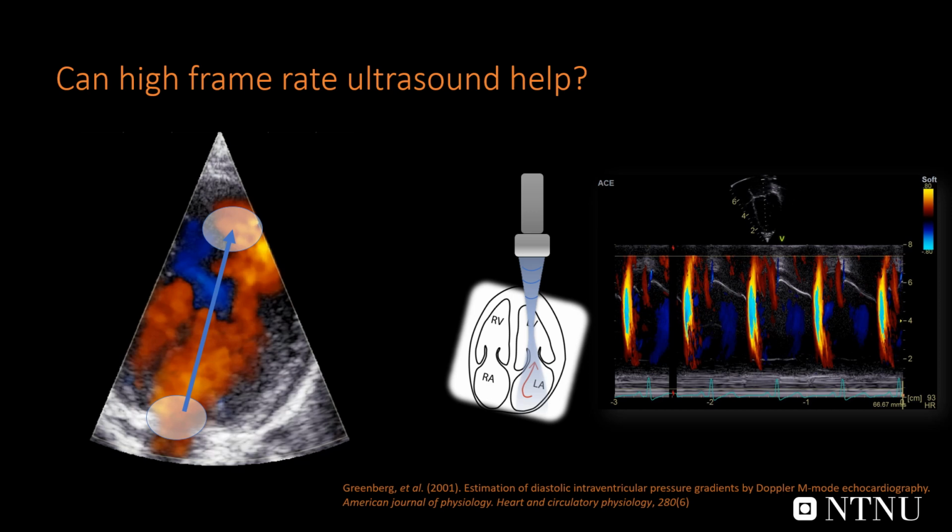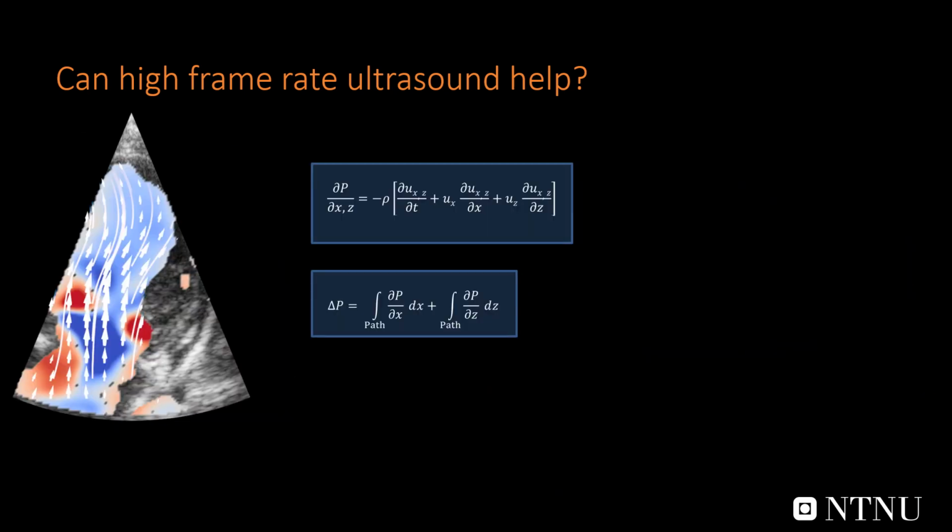With blood speckle tracking, we're not limited to the one-dimensional M-mode line and the axial velocities that are measured with M-mode. So how do we find the pressure difference? We utilize the Euler equation.